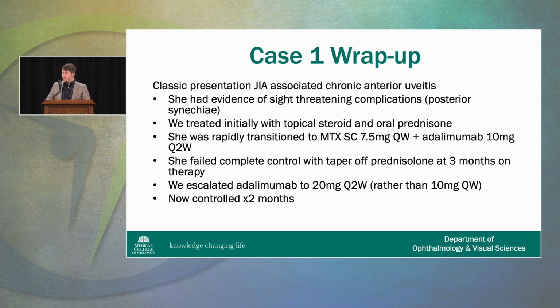So case 1 wrap up, we have a classic presentation of JIA with associated chronic anterior uveitis. She does have evidence of sight-threatening complication in posterior synechiae. We treated initially with topical steroid and oral prednisone. She was rapidly transitioned to methotrexate subcutaneous 7.5 milligram weekly, plus the adalimumab 10 every 2 weeks that I was talking about. She failed taper, so once we're on those medications, we try and taper the steroids. She failed the taper off the prednisolone, so we had to escalate her to the 20 milligram of adalimumab, which we did instead of going to weekly Humira at 10 milligram, and now she's controlled at 2 months.